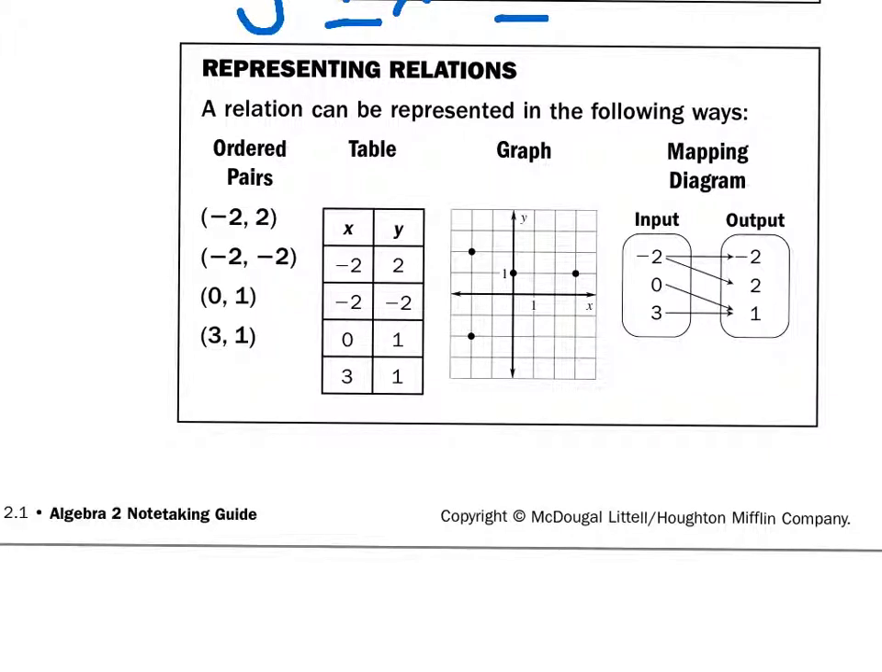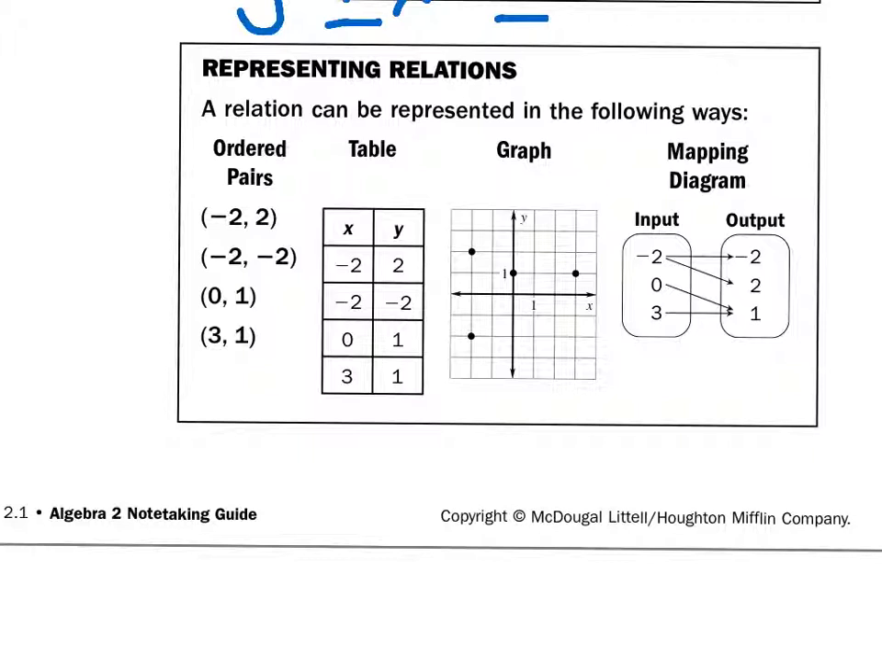Okay, representing relations. A relation can be represented in the following ways. You can write them as ordered pairs. You can put them in a table. You can graph them as points, not as lines, but as points. Or you can do a mapping diagram where each input is mapped to an output.